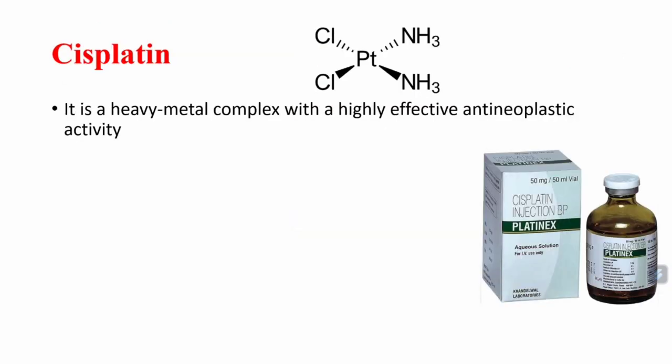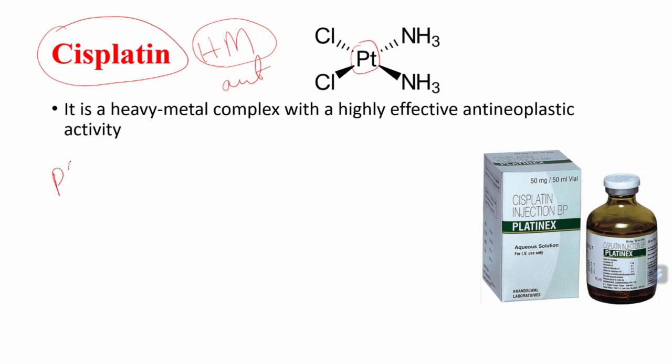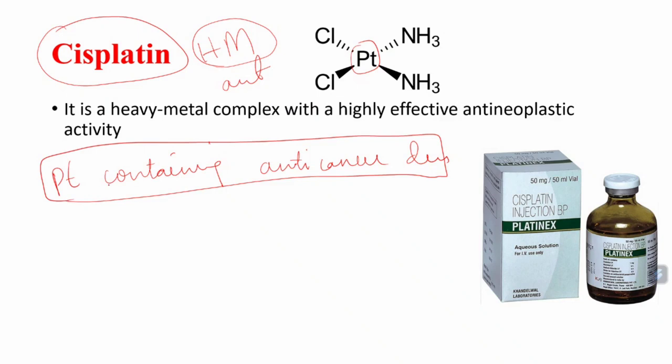Now let's talk about cisplatin. Cisplatin is a very important heavy metal containing anti-cancer drug. Because of its heavy metal content, it is called a platinum containing compound. Cisplatin is an example of a certain class of anti-cancer drugs which are called platinum containing anti-cancer drugs. So in platinum containing anti-cancer drugs, we have some examples.